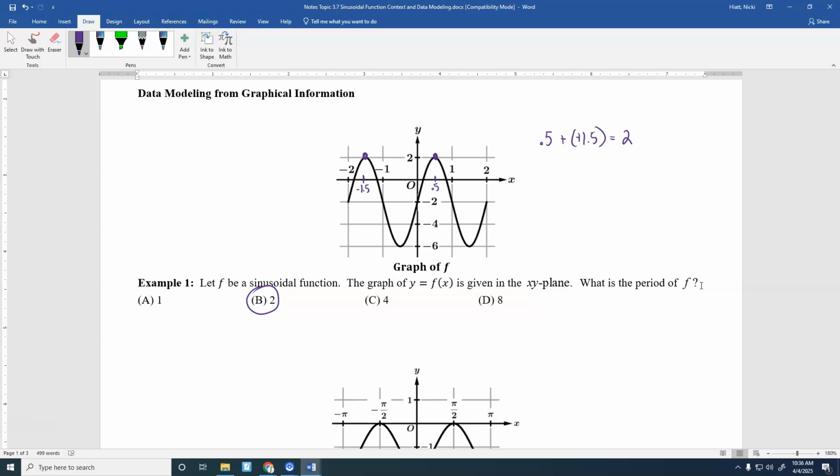You also could think, if you start at the y-axis and trace this till it starts to repeat, it starts to repeat right there at 2, so that's your period.